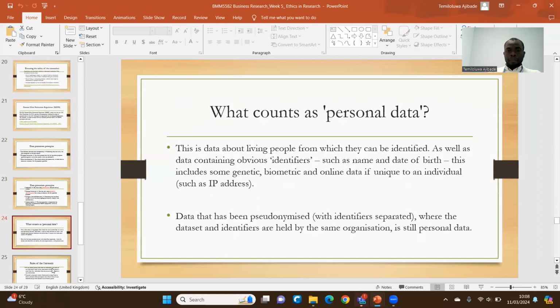All right. So now we have to start saying what counts as personal data.